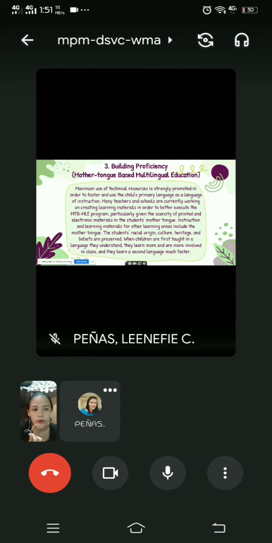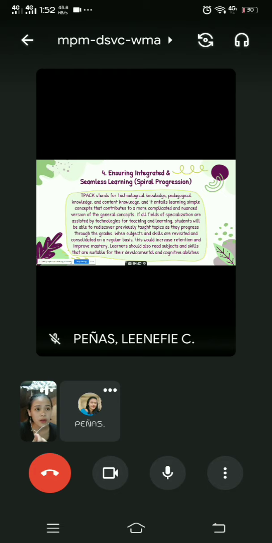When the K to 12 curriculum is implemented, our elementary level offers mother tongue, which is the usage of our first or initial language, our first taught language, so that the students can easily understand the topic and easily acquire knowledge regarding our lessons. Fourth one is ensuring integrated and seamless learning, or spiral progression. It is like learning from simplest to hardest.